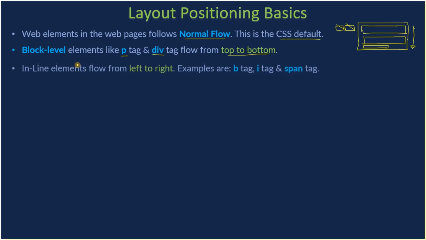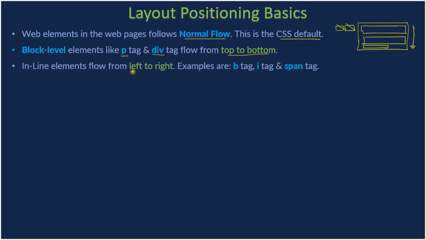right? Inline elements flow from left to right. So the examples are bold tag, italic, span, all these stuffs flow from left to right. Suppose in a paragraph, if you place multiple italic tags, they flow from left to right, just like words in a paragraph.